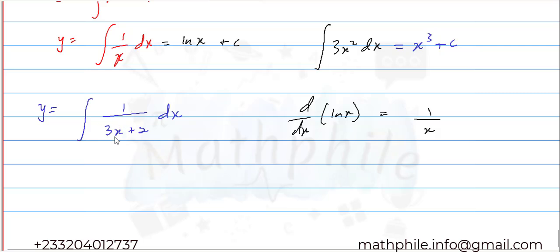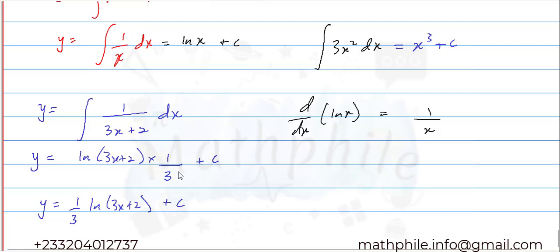Whenever you see that over a linear function without an exponent, we should be thinking about logarithmic functions. So in this case, you can say that the answer is going to be y is equal to ln of 3x plus 2. Now, with the little catch, you multiply this by 1 over the differential of what is at the denominator. So the differential of 3x plus 2 is going to be 3. Then we finish off nicely with plus c. So we can say that y is equal to 1 over 3 ln of 3x plus 2 plus c. And that will answer the question.